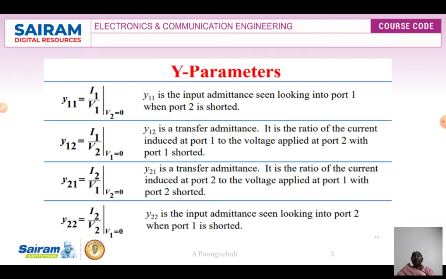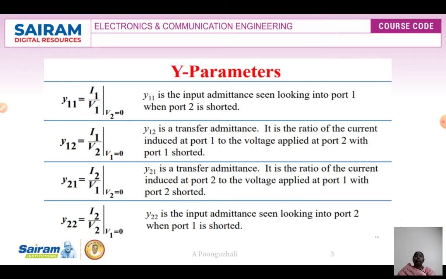Next, in the first equation, if I make V1 equivalent to 0, Y12 is equivalent to I1 by V2 at V1 equal to 0. So Y12 is the ratio of input current to output voltage, the reverse transfer admittance. Here we call it the short circuit reverse transfer admittance. It is the ratio of the current induced at port 1 to the voltage applied at port 2 with port 1 shorted.